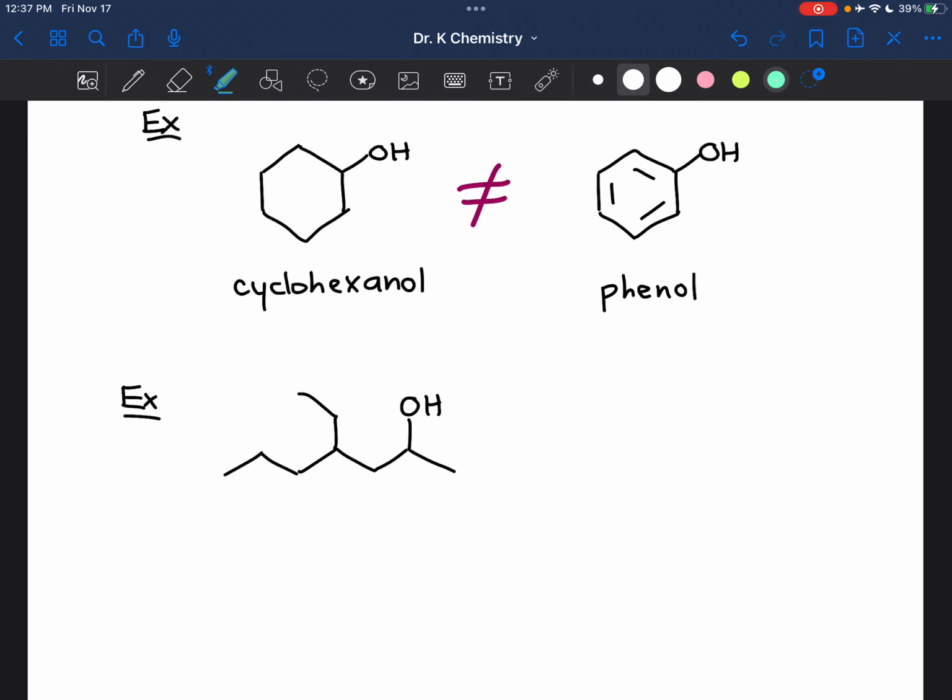Okay. The first thing I'm going to do is look for the longest continuous carbon chain, and it looks like that will be directly across. And then I'll figure out the parent name.